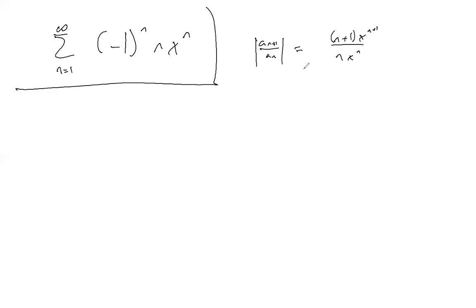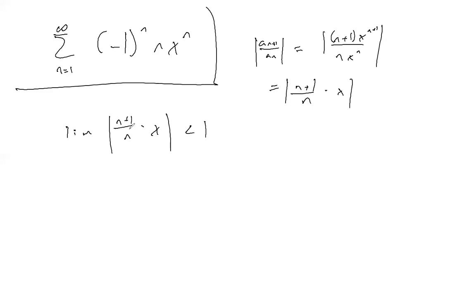Okay, so this is my a_(n+1) over a_n, and then I want to look at the limit of this. But first I could simplify it. I'm basically looking for all the x's that make this limit less than 1. I would keep the absolute value bars throughout because they're going to be important for the limit. All right, so I want this to be less than 1.